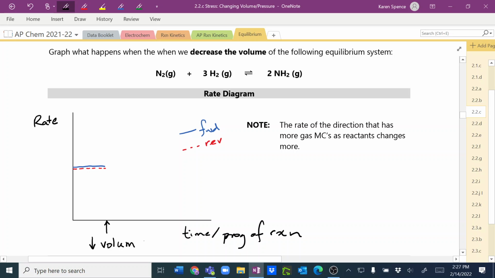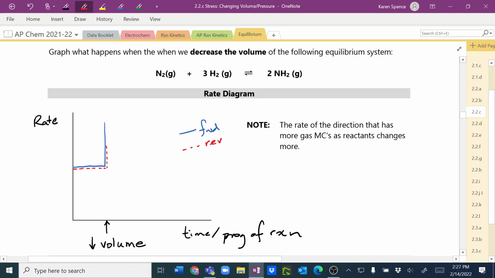What happens to our forward rate? It spikes. Yes, it does. What happens to our reverse rate? It also spikes. Does it spike by the same amount? No, more or less. It spikes by less because it is affected less because it has less gas molecules, so the change in concentrations is less great. So here we go.